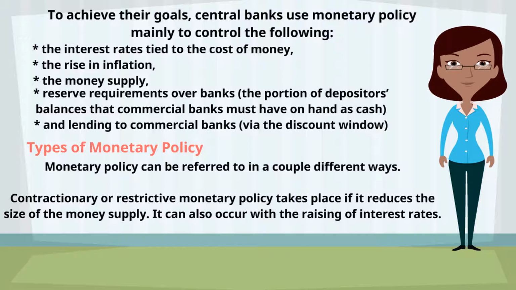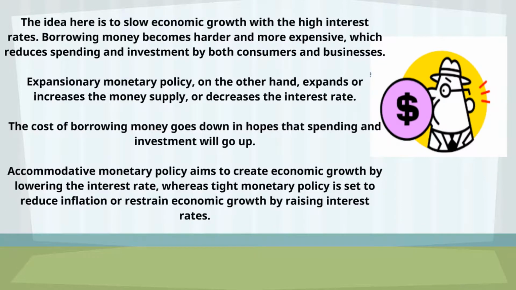Types of monetary policy. Monetary policy can be referred to in a couple different ways. Contractionary or restrictive monetary policy takes place if it reduces the size of the money supply. It can also occur with the raising of interest rates. The idea here is to slow economic growth with the high interest rates. Borrowing money becomes harder and more expensive, which reduces spending and investment by both consumers and businesses.